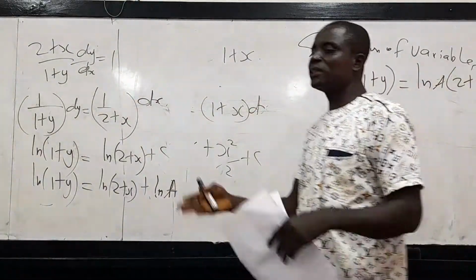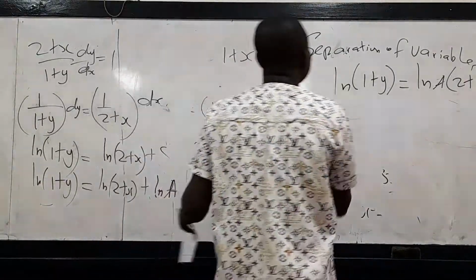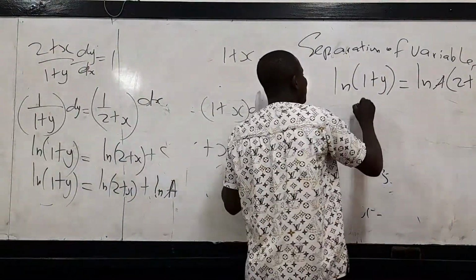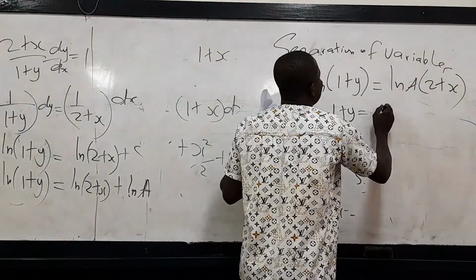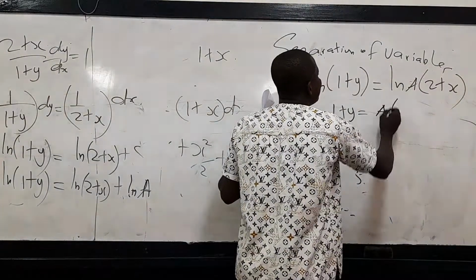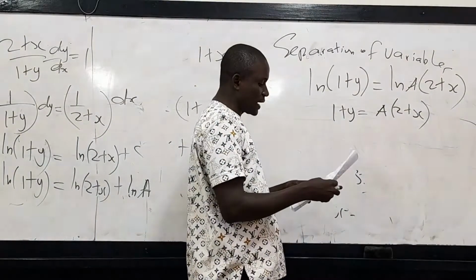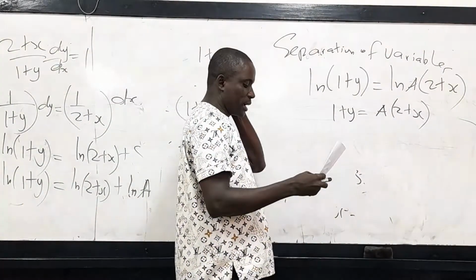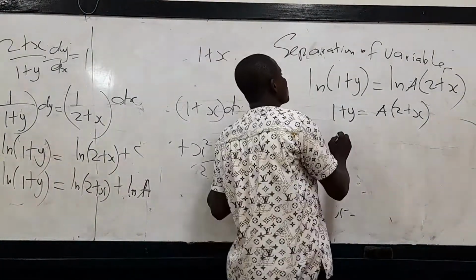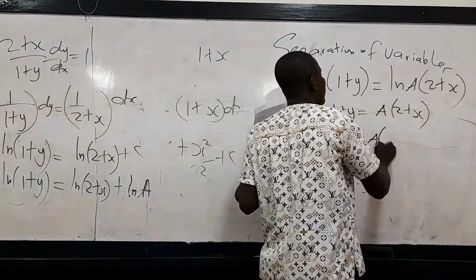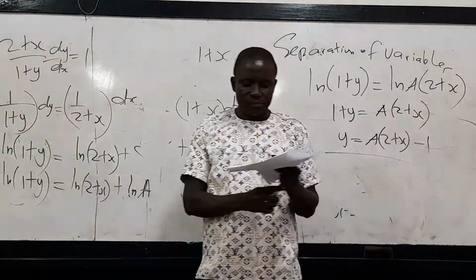Now, taking logarithm from both sides, this is ln and here is ln. So of course, if ln clears ln, I'm going to have 1 plus y is equal to A(2 plus x). So somebody can decide to leave it like that or continue, and another person can also write it as y is equal to A(2 plus x) minus 1. That's your answer.